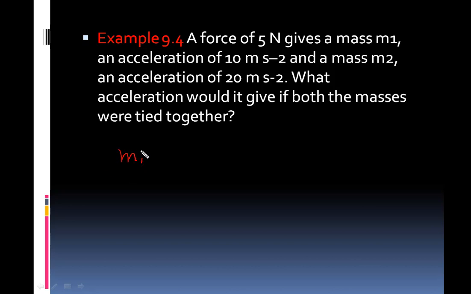In this mass m1, a force of 5 Newton gives a mass m1 an acceleration of 10 meter per second square. If there is a body whose mass is m1, in this body 5 Newton force is applied. When 5 Newton force is applied in the body, it acquires an acceleration of 10 meter per second square. Okay, there is another mass m2.